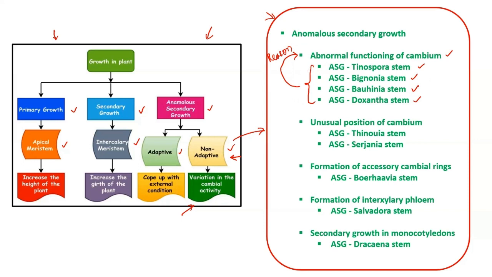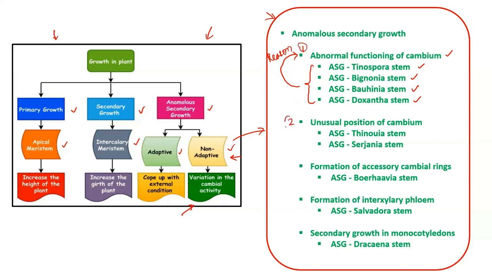Okay, because of the abnormal functioning, in which of the plants you will see the anomalous secondary growth, or they might ask you out of these four plants, or they might ask you in Bauhinia, out of which reason this anomalous secondary growth takes place. So you should be knowing that because of the abnormal functioning of the cambium. Then this is the first reason.